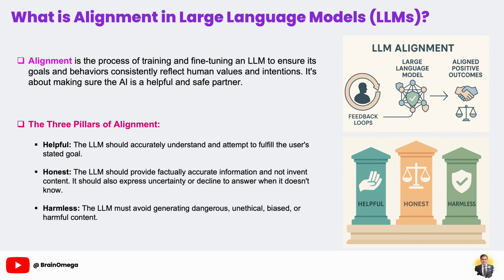And third, harmless. This is the ethical safeguard. The model must be explicitly designed to steer clear of generating content that is dangerous, biased, unethical, or otherwise harmful. It's our commitment to ensuring AI contributes positively to the world. By focusing on these three pillars, we can guide the development of large language models that are not just powerful, but also principled and beneficial for everyone.